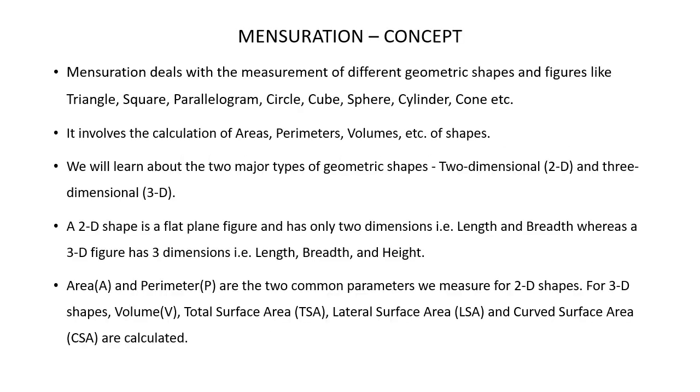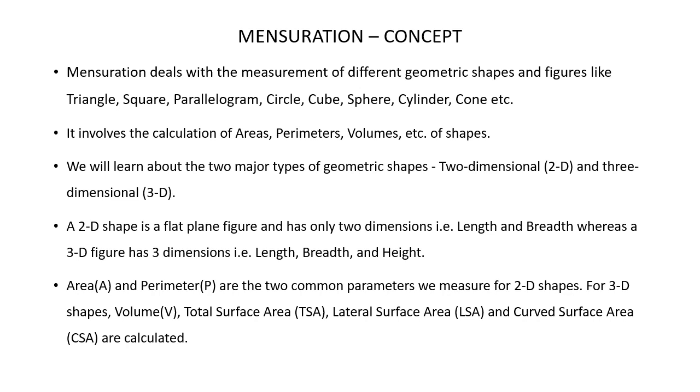Let's now understand the concept of mensuration. Mensuration deals with the measurement of different geometric shapes and figures like triangle, square, parallelogram, circle, cube, sphere, cylinder, cone, etc. It involves the calculation of areas, perimeters, volumes, etc. of shapes. We'll learn about the two major types of geometric shapes, two-dimensional, also known as 2D, and three-dimensional, also known as 3D shapes.